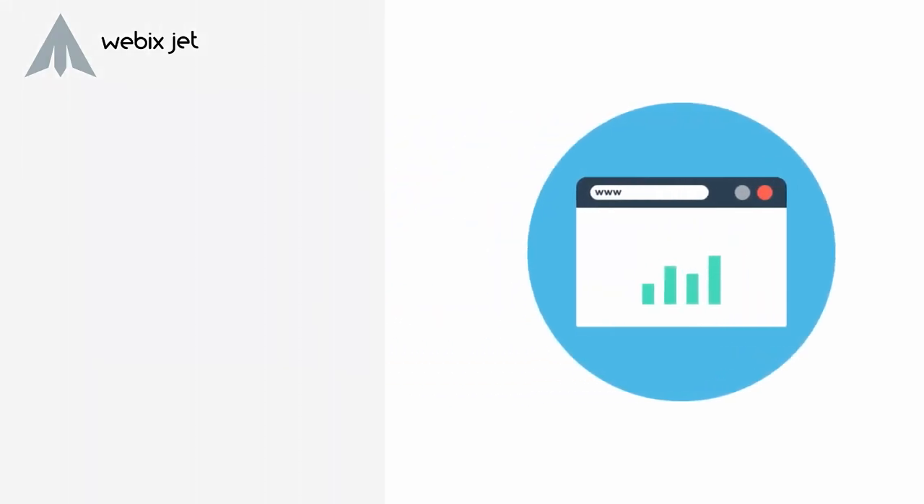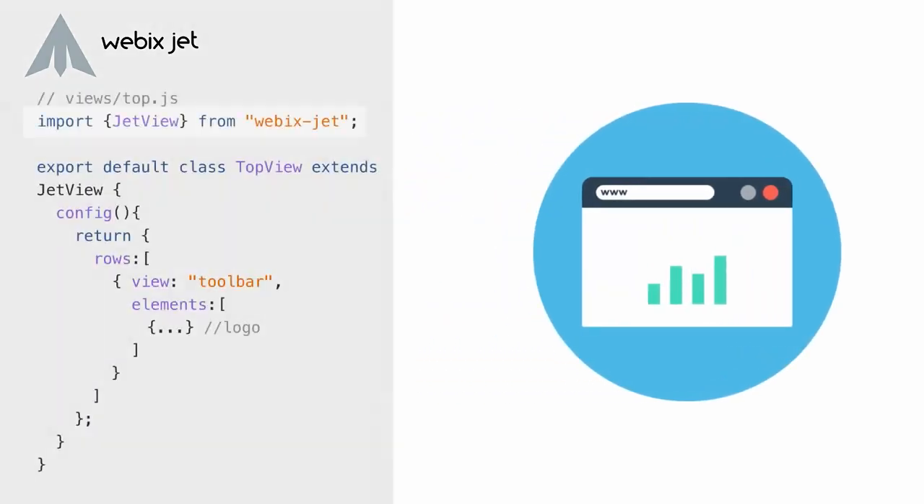Now let's look into how to create a fully functional app from a number of standalone views. Let's create the first view as a class. First, import the JetView class. Next, let's define the config method. It will return the UI configuration of the view, a toolbar with the Webix logo for now. Now let's include the view into the app.